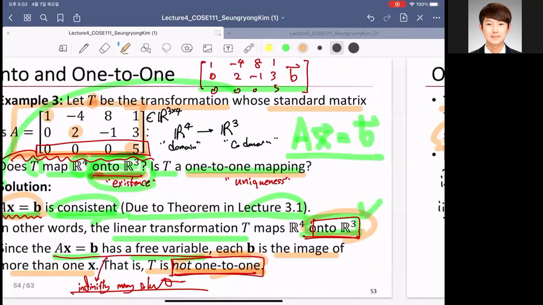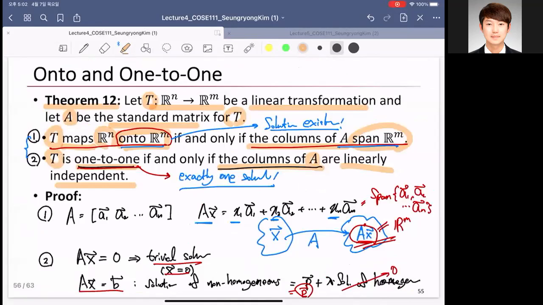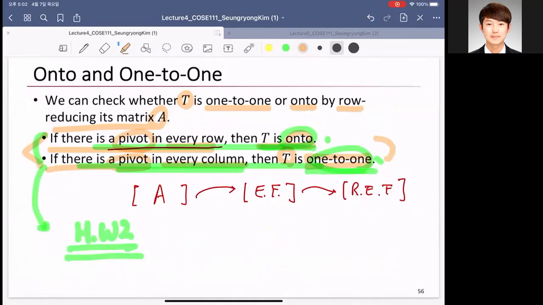We also discussed Theorem 11 and Theorem 12. And one more concept was this: if there is a pivot in every row, T is onto. If there is a pivot in every column, then T is one-to-one. I think this question is very important to check your understanding, so I want to give the proof of this statement as your homework.